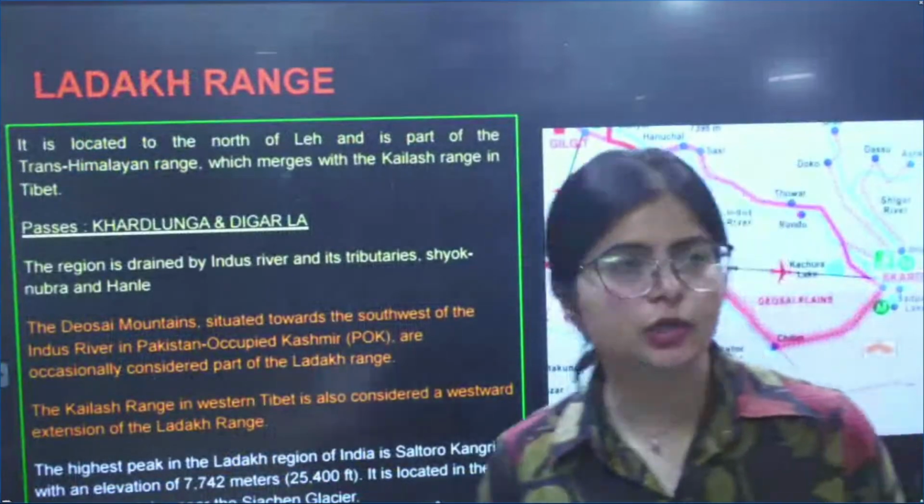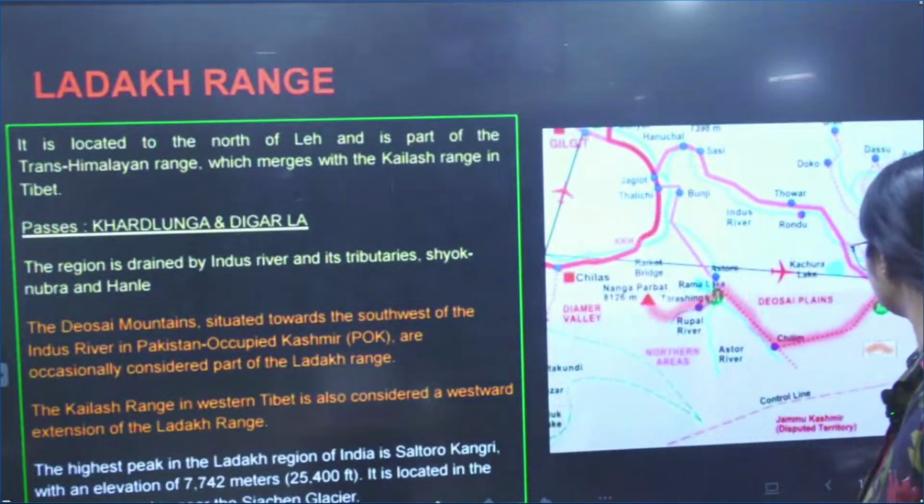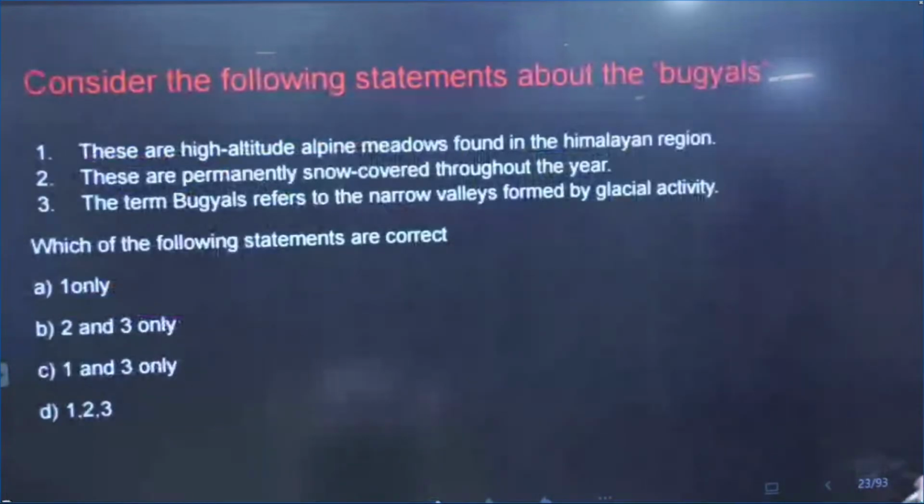Okay. Now write down about Peninsular Plateau. Write down about Peninsular Plateau. Just write down the heading first. We'll look at the map.